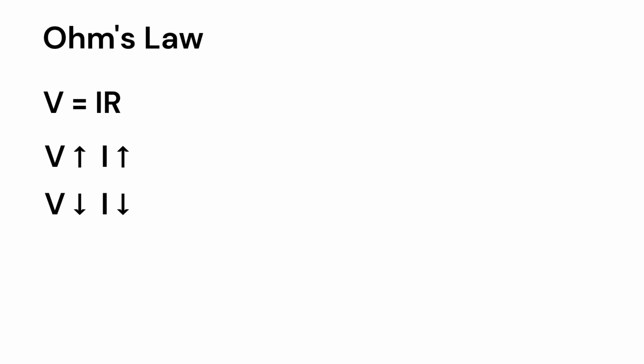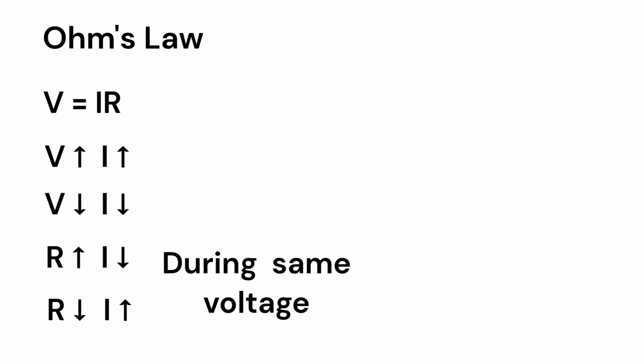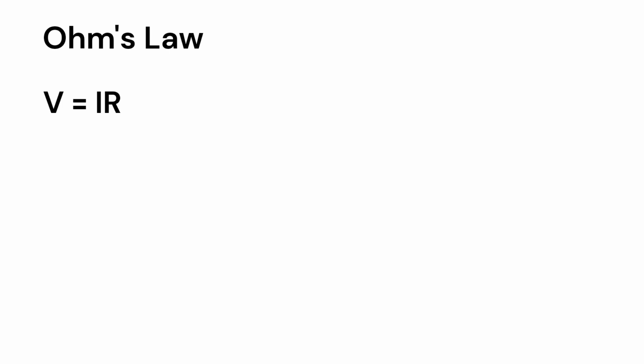Also, the resistance is inversely proportional to the current, where voltage remains constant, which means if the resistance increases, the current decreases, and if the resistance decreases, the current increases, where the voltage is still the same. The Ohm's law formula can also be written as I equals V by R and R equals V by I.